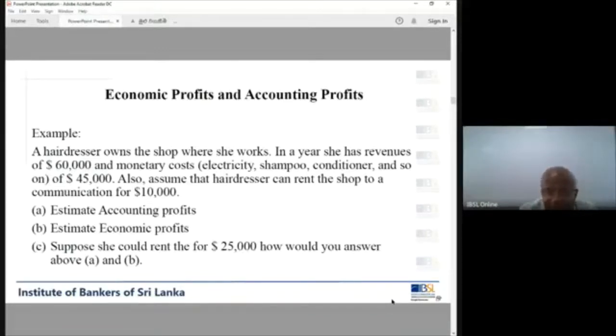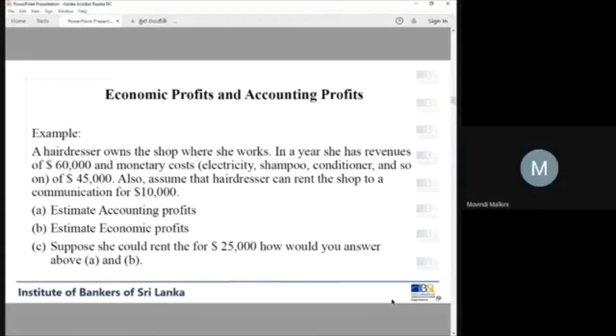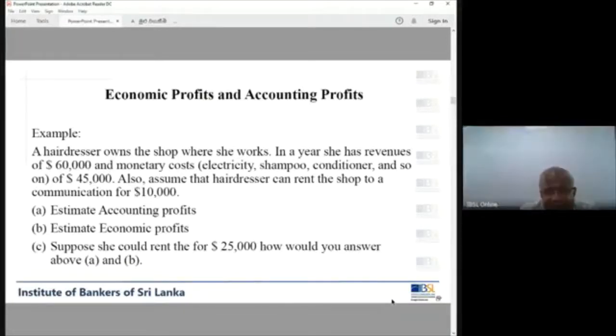Economic profit? Then what is it? 60,000 minus what? 55,000. Why is that? You have to add to the accounting cost the opportunity cost; the rent is the opportunity cost. If she doesn't run this business, how much could she have earned by renting this to the communication center? 10,000. That is the opportunity cost of the premises. You have to add that: 45,000 plus 10,000 is the cost, 55,000.